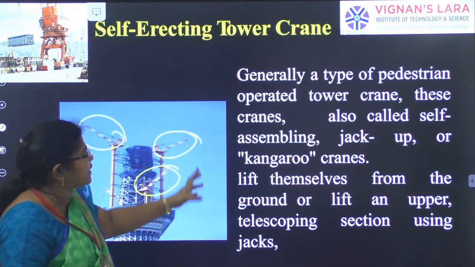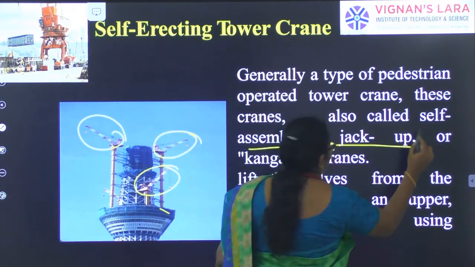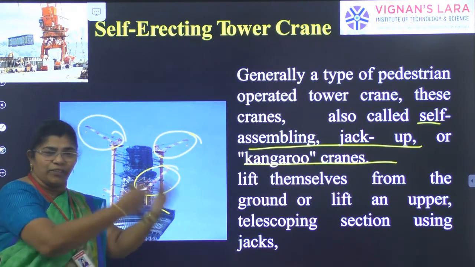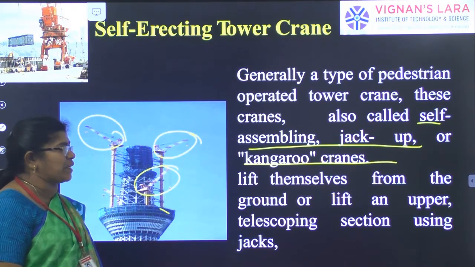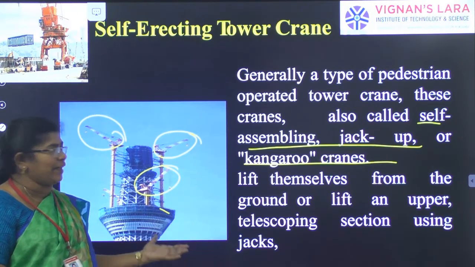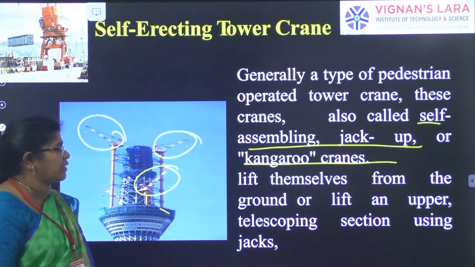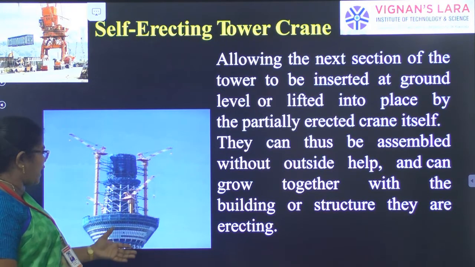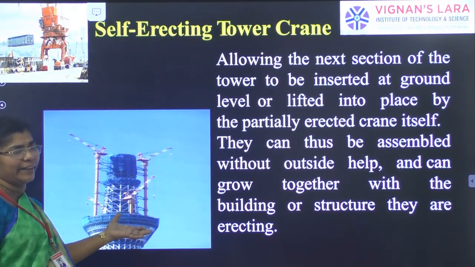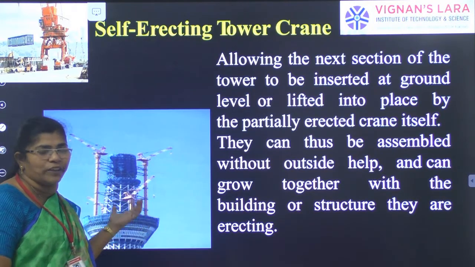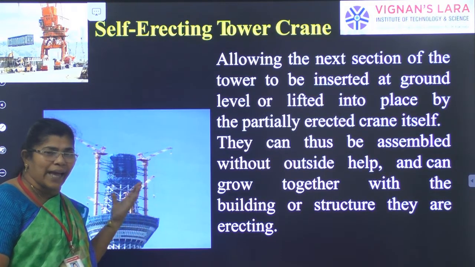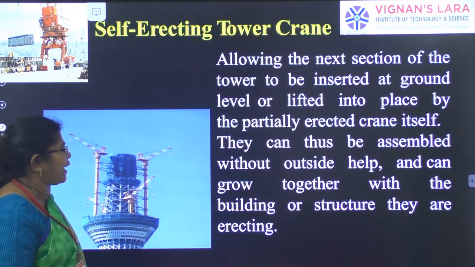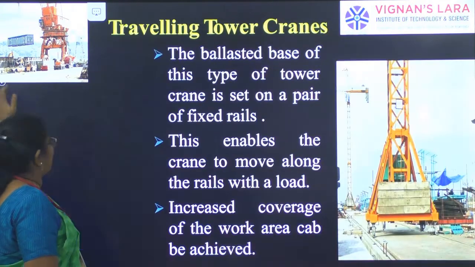Okay. These tower cranes are called self-assembling, jack-up or kangaroo cranes because they carry their own weight and work, right? So they take care of themselves for lifting, for keeping, everything. We can operate differently, so it is called a jack-up, self-assembling or kangaroo crane. Actually it can be assembled based on the need. It is not a fixed one. As I told you, tower cranes, depending upon the weight and the activities to be carried out, we can assemble them and grow together with the building or structure being erected.